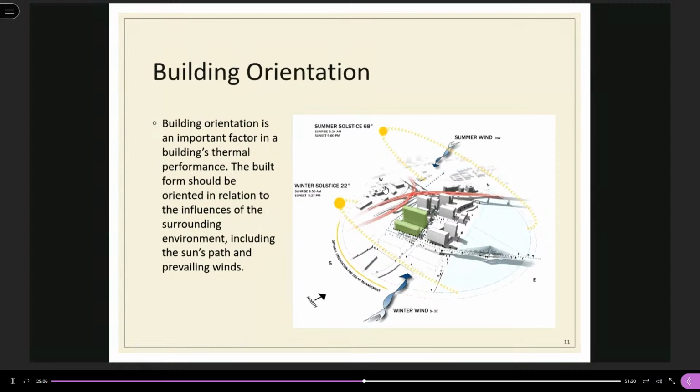But in Hong Kong, there are too many buildings, and therefore this man-made landscape will also affect the wind direction. So we may need to study the microclimate around your building.